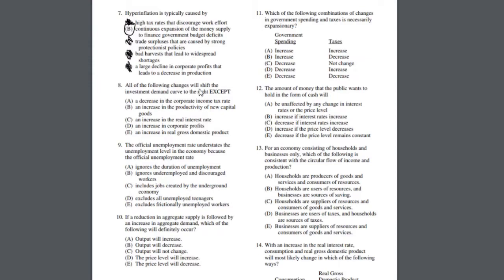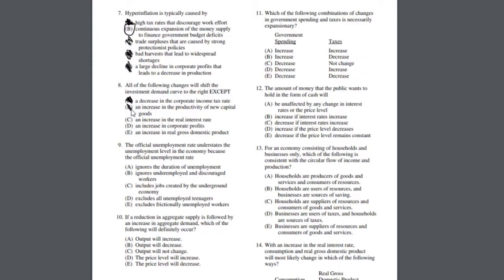All the following changes will shift the investment demand curve to the right, except. So for investment demand, we have to think about what's going to cause people to invest less, because it says except. Whenever it shifts to the right, it's going to cause people to invest more. If it shifts to the left, people will invest less. So we're looking at a decrease in the corporate income tax rate. That's going to actually increase investment, and we're looking for decreased investment, so that's completely wrong. Increase in productivity. That's going to increase investment.